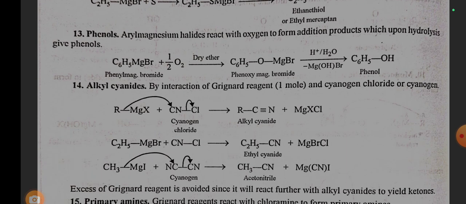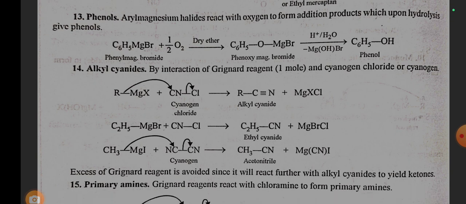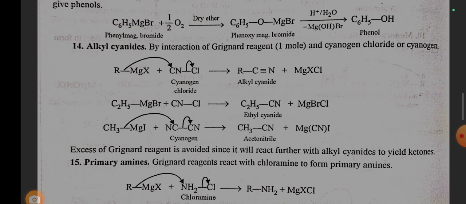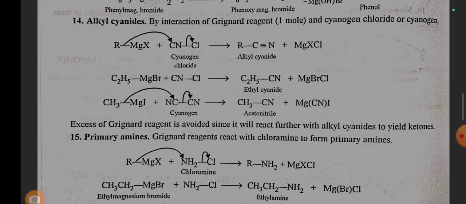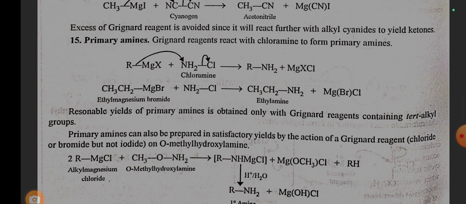13. Phenols. Aryl magnesium halides react with oxygen to form addition products which upon hydrolysis give phenol. Phenyl magnesium bromide plus half oxygen in presence of dry ether gives phenyloxy magnesium bromide which on hydrolysis gives phenol. 14. Alkyl cyanides. By interaction of Grignard reagent and cyanogen chloride or cyanogen. C2H5MgBr plus CNCl gives ethyl cyanide plus MgBrCl. Excess of Grignard reagent is avoided since it will react further with alkyl cyanide to yield ketones.